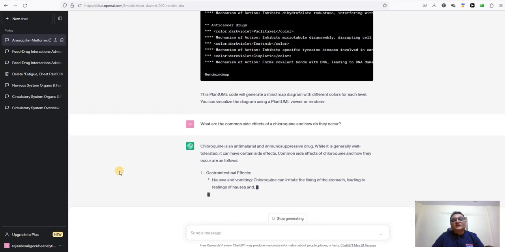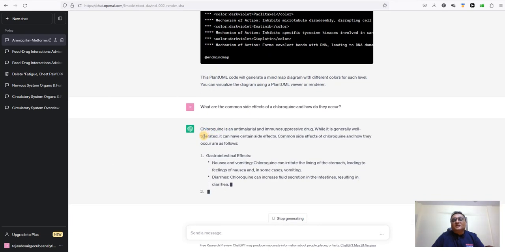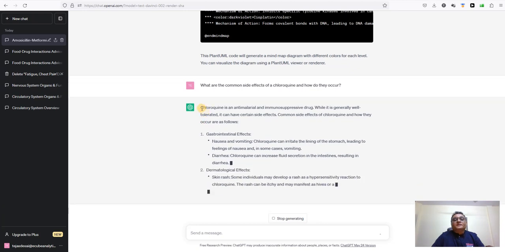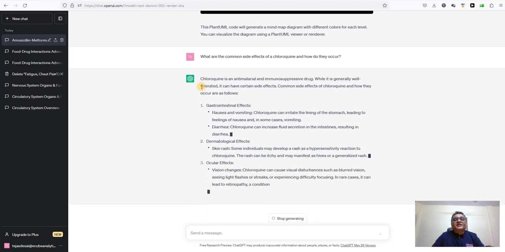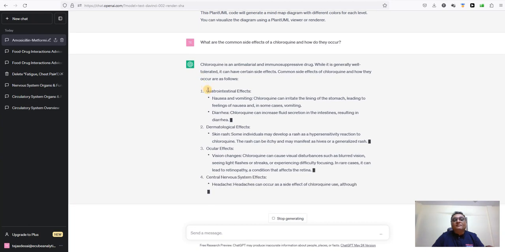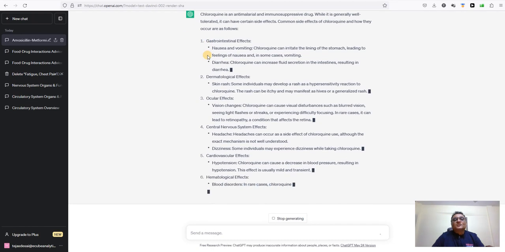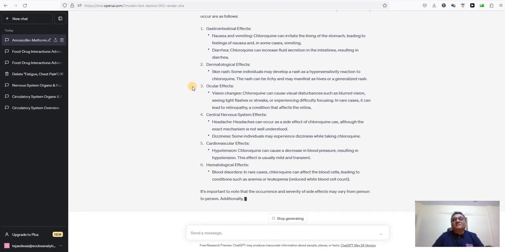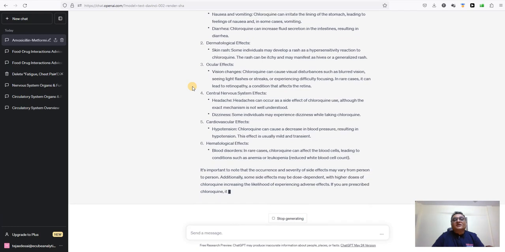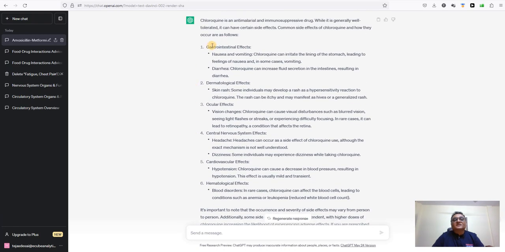Chloroquine is almost an indispensable medicine if malaria occurs, and malaria is still a big cause of death and illness in developing countries. So chloroquine has to be given, there is no other alternative. But it creates these gastrointestinal effects and dermatological effects and ocular effect, vision, that is central nervous system effect, a cardiovascular effect, hematological effect, and so on.